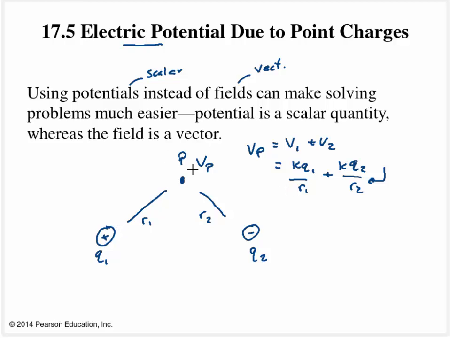If I was talking about electric field, I'd have to worry about direction. I'd have to say, okay, this is the electric field from 1, this is the electric field from 2, and now I need to break that into x and y components and add them together vectorially, and depending on the relative strengths, maybe it would be here, maybe it would be there, or maybe it would be over there. So for electric field, I have to worry about the vector components. Potential, I do not.